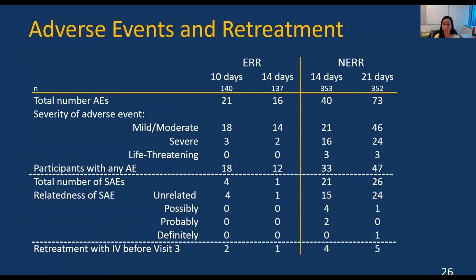to treatment. In the NERR group, there was a nominal increase in the number of AEs. In that 21-day group, there were 73 AEs amongst 47 participants compared to 40 AEs in 33 participants in that 14-day group. And primarily, the most common AEs observed were GI disorders, fever, elevated liver function tests being the most common.